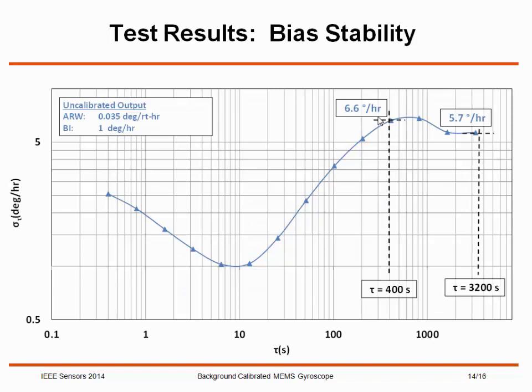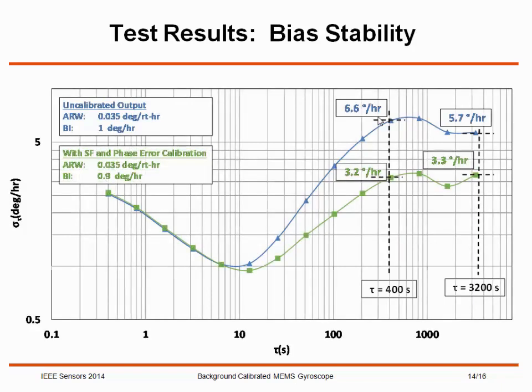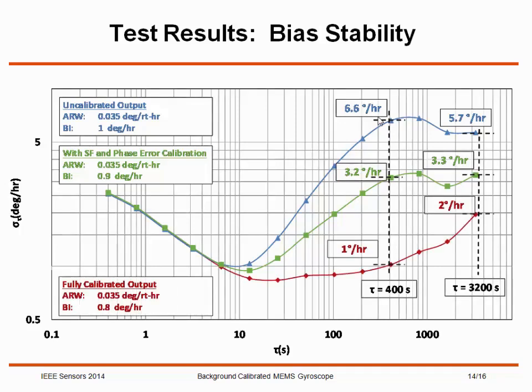So what about the bias? First, we got the deviation for the uncalibrated output. So when we apply this phase error calibration, as you can see, the bias stability is improved by a factor of 2. And this phase error correction basically avoids this quadrature leakage. But after this quadrature problem, we still have this anisotropic error. And once we apply this anisotropic error compensation, the overall improvement is now around 7 for tau equal to 400 seconds.